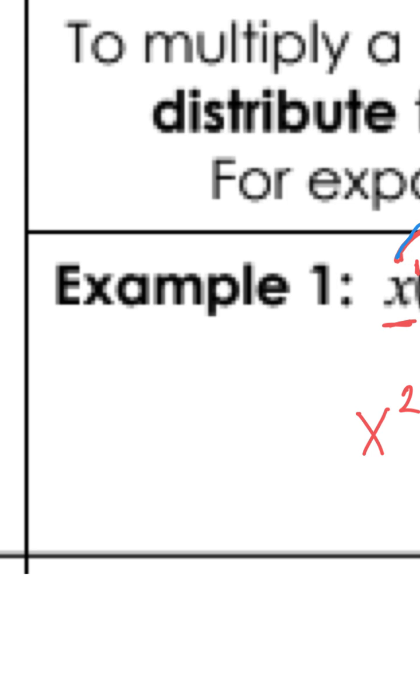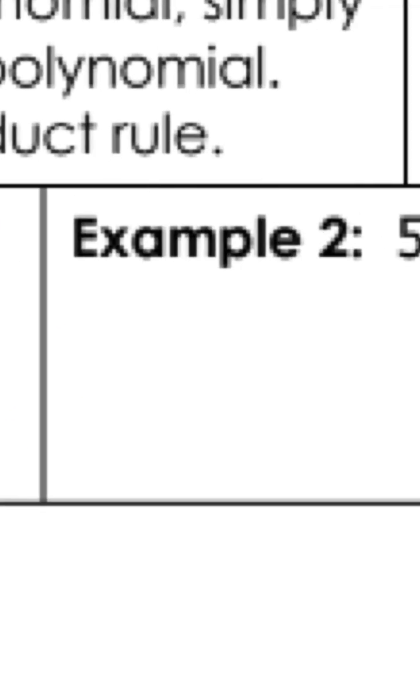Okay, let's do the next one, example number 2. It says 5. We can do that 5 times 3, 15. And then we have this m right here, right? So m, what do I do with this 3 and that 2? We add them. So what's 3 plus 2? 5. Good.